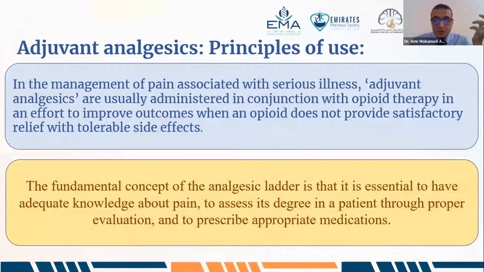There are some principles of using adjuvant analgesics. In the management of pain associated with serious illness, adjuvant analgesics are usually administered in conjunction with opioid therapy in an effort to improve outcome when an opioid does not provide satisfactory relief with tolerable side effects. And the fundamental concept of the analgesic ladder is that it's essential to have adequate knowledge about pain to assess its degree in patients through proper evaluation and to prescribe appropriate medications.